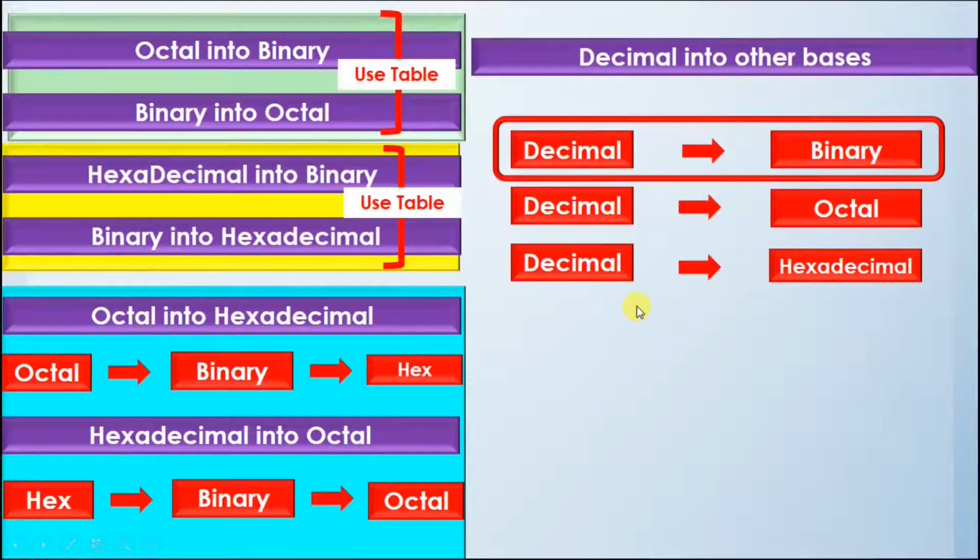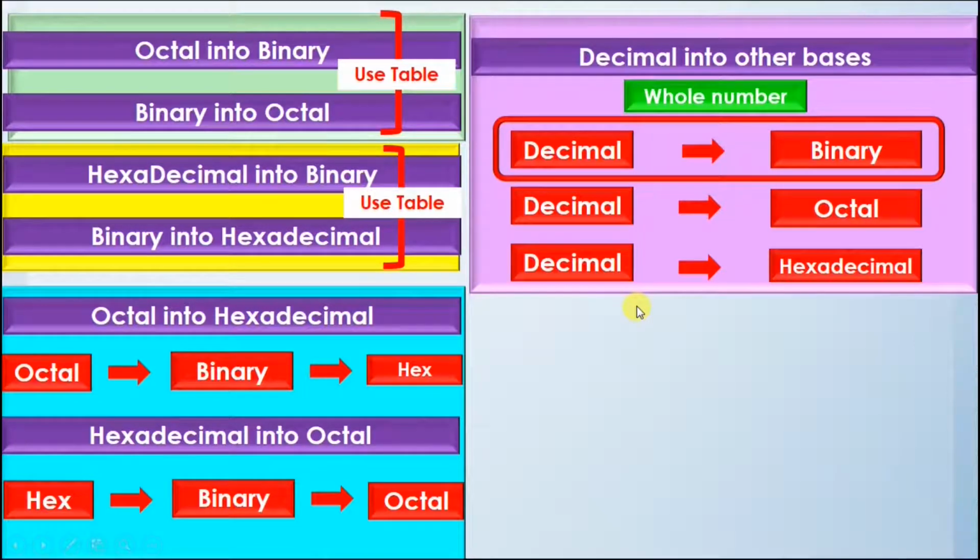So, first of all, let's see how to convert decimal into binary. Now, these conversions are for whole numbers first. Once they will be calculated, then we will show you conversions for floating point numbers as well. And remember, the method for floating point numbers is completely different from the method used for whole numbers.